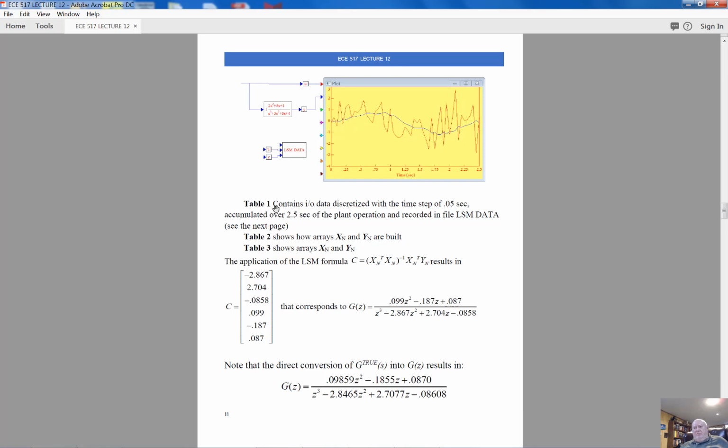You saw table 1 containing the input-output data. You saw table 2 that shows array xn, how array xn and array yn are built. Finally, you show arrays xn and yn as they should be inserted in the least square method procedure. Now, if you would use least square method procedure, as I did, you will get vector c. And after you get vector c, you should be able to map it onto the discrete time domain transfer function g of z.